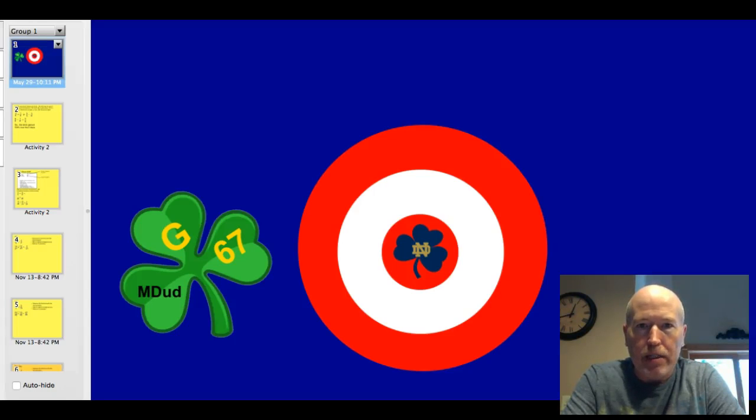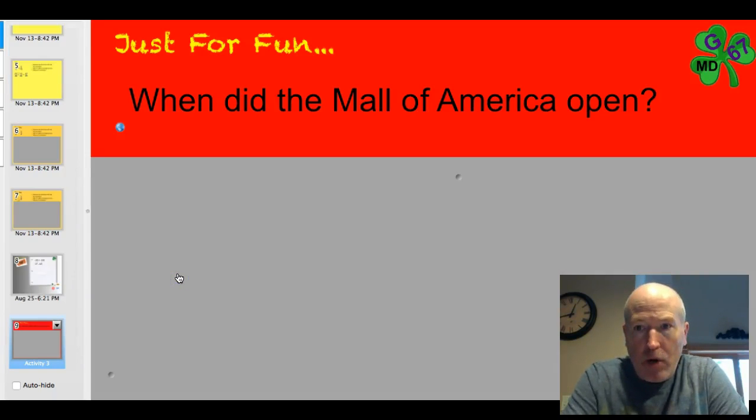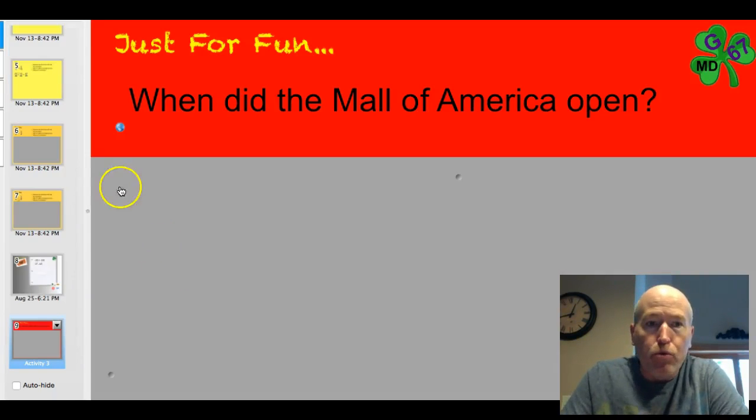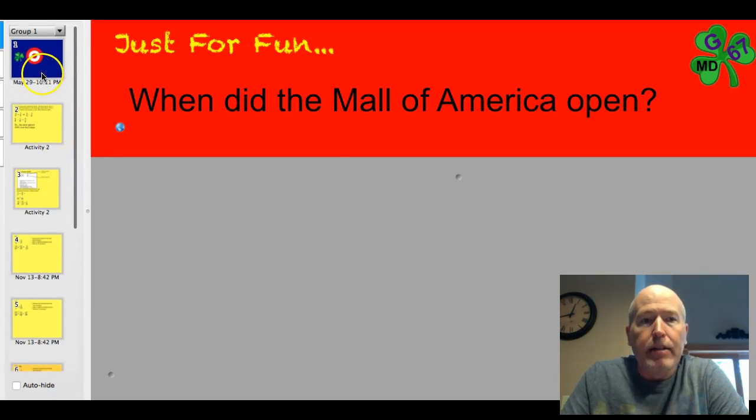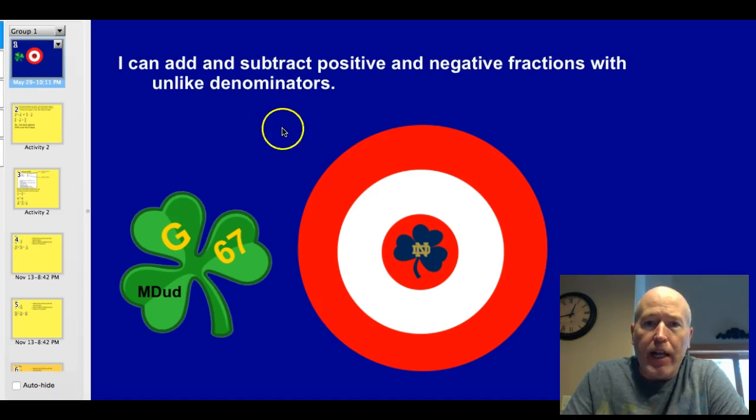Tonight we're going to be adding and subtracting positive and negative fractions with unlike denominators. Let's start off with the trivia question. When did the Mall of America open? I'll be back with some cool trivia on that date after instruction. Officially tonight our target is I can add and subtract positive and negative fractions with unlike denominators.